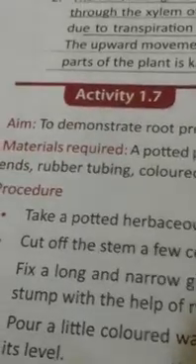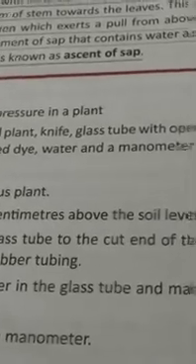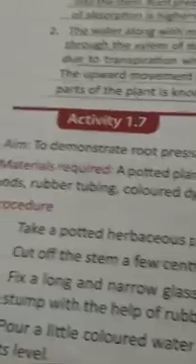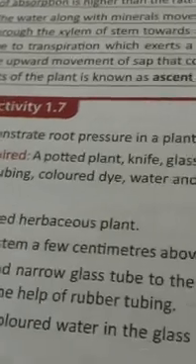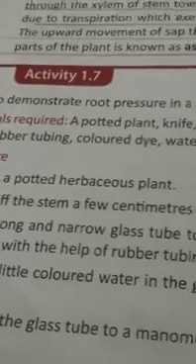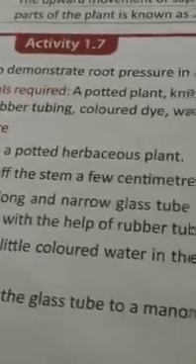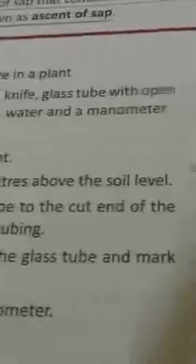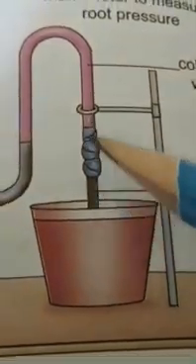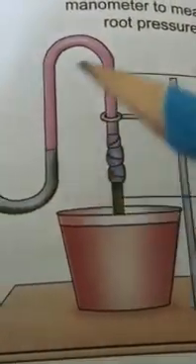Now let us see an activity to demonstrate the root pressure in the plant. We need a potted plant, knife, glass tube with open ends, rubber tubing, color dye, water and a manometer. So we take a potted herbaceous plant and cut the stem a few centimeters above the soil level. Then we fix a narrow long glass tube to the cut end of the stump with the help of rubber tubing. Now see here, this is the stump of the plant, and with the help of the rubber tubing it is attached to this.